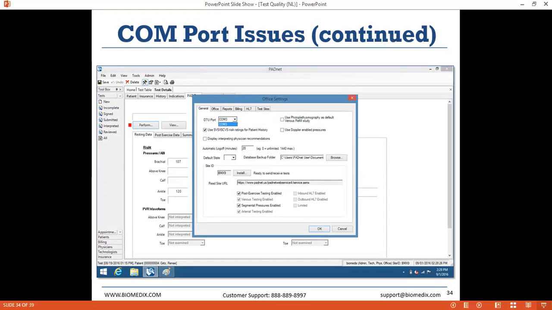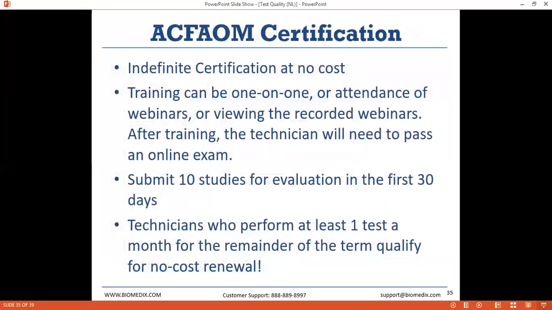If it says something other than COM3, I've seen all the way up to COM20. It just varies based on what that laptop is used for on a typical day-to-day basis. So select that, click OK, and then you should be back up and running again.